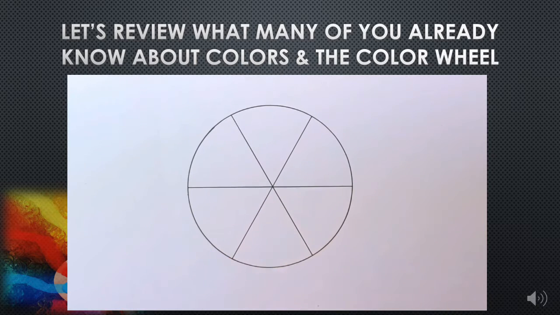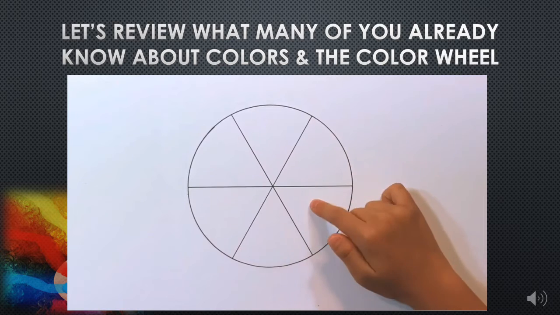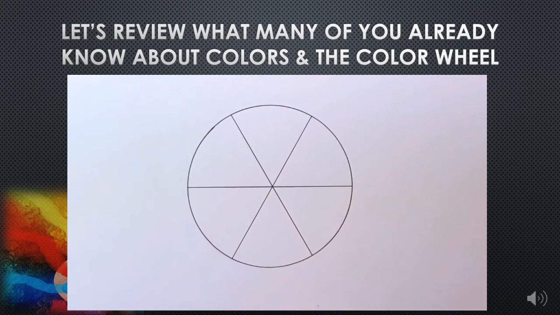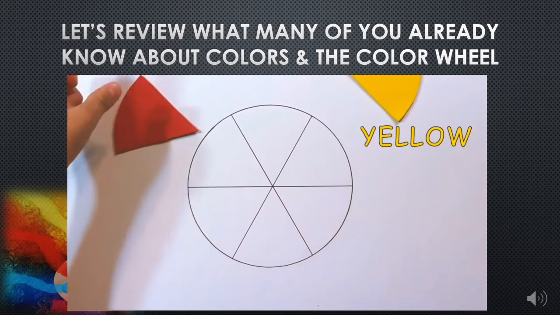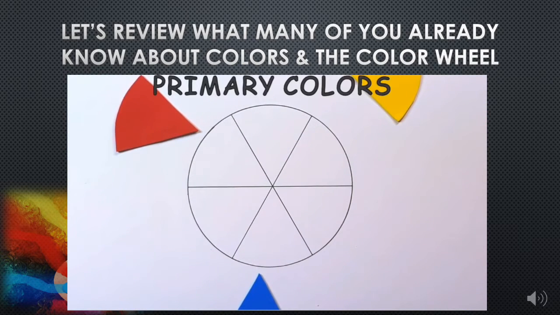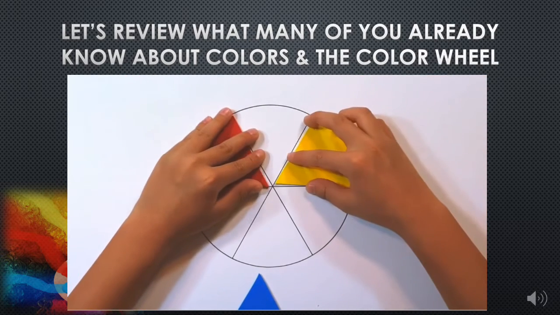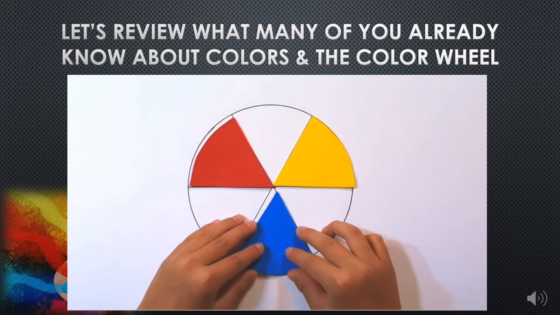Here is a wheel. How many parts do you see? 1, 2, 3, 4, 5, 6. There are 6 parts on the wheel. We will start with 3 colors: red, yellow, and blue. They are called the primary colors. We are going to put 3 colors on the wheel, leaving 1 space between them.